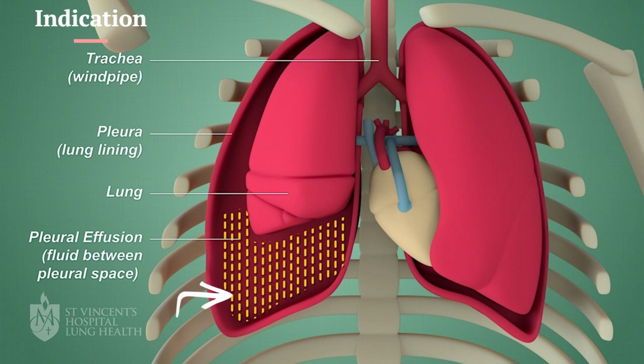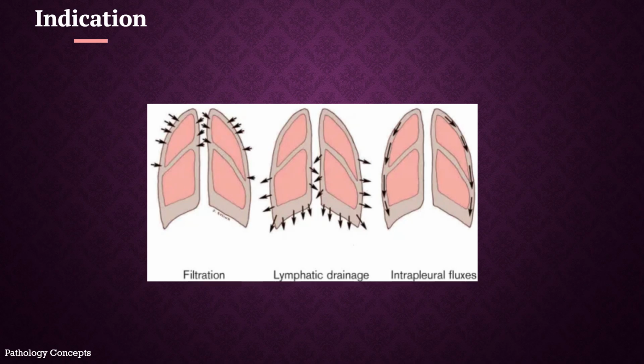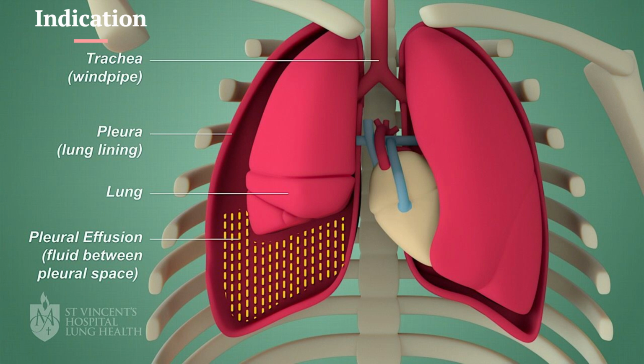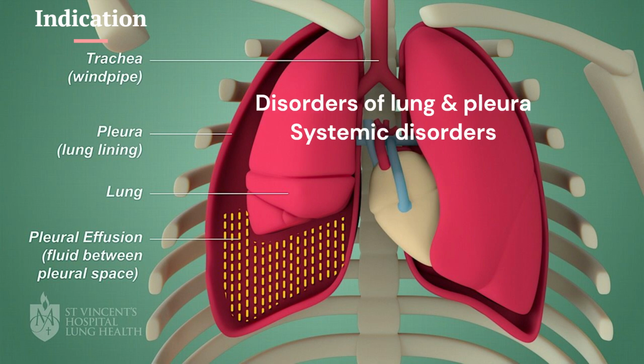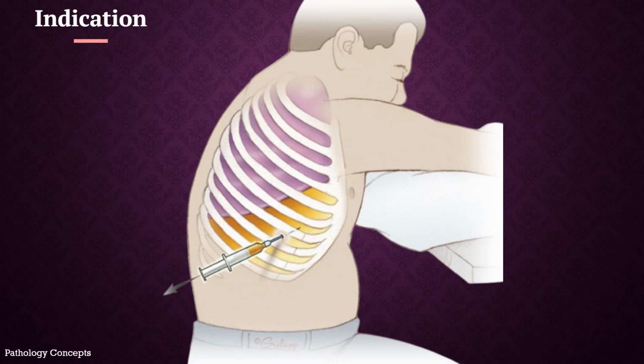The excess fluid is pathological, which is called pleural effusion. Pleural effusion indicates an imbalance between pleural fluid formation and removal. Accumulation of pleural fluid is not a specific disease but rather a reflection of underlying pathology such as disorders of lung, pleura and systemic disorders. Thoracocentesis should be performed for new and unexplained pleural effusions.